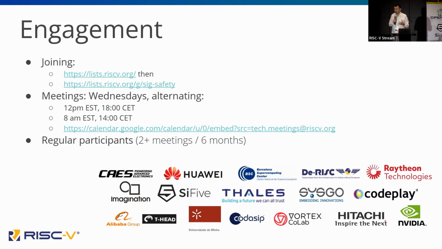If you want to join the Functional Safety SIG, just do like for other task groups: go to the list.risc-v.org, join RISC-V International, and I think all of you are already members, and then go to the SIG safety mailing list. And we meet every Wednesday, and we alternate between 2 time slots to accommodate people from America on one side and people from China on the other side. And every meeting is in the technical calendar.